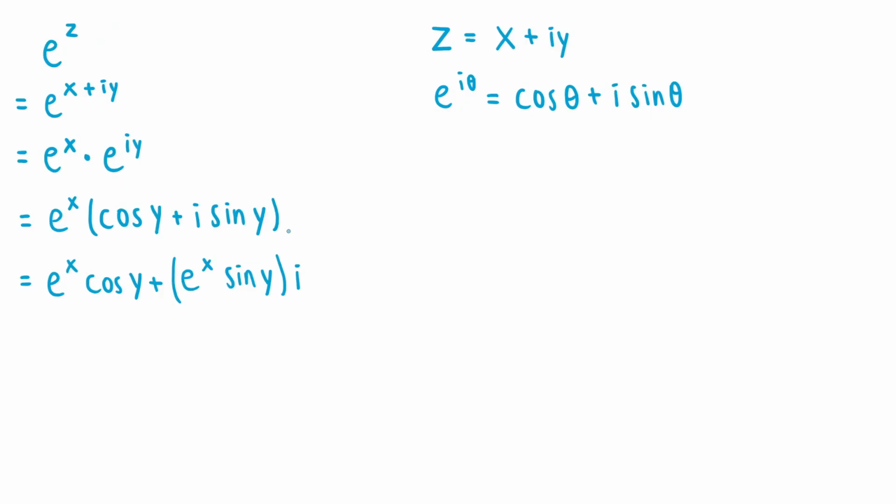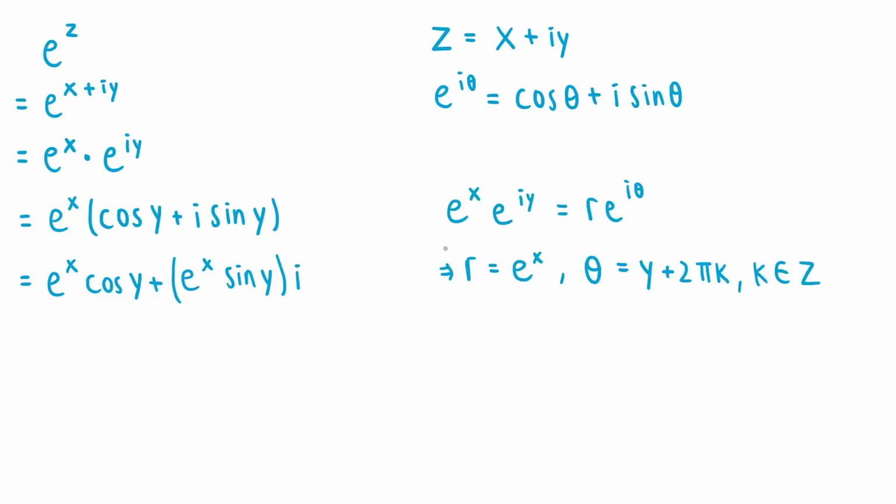If we really wanted to rewrite this in a plus bi form, we can write this expression in the form e to the x cosine y plus e to the x sine y times i. But e to the x times parentheses cosine y plus i sine y is the most common form for the exponential function in the complex numbers.